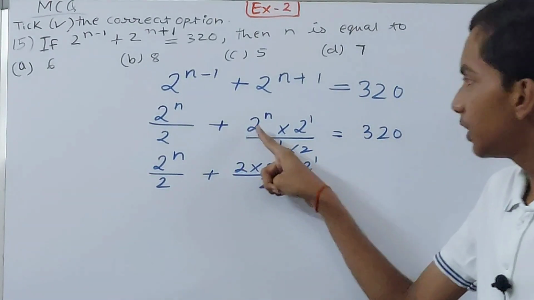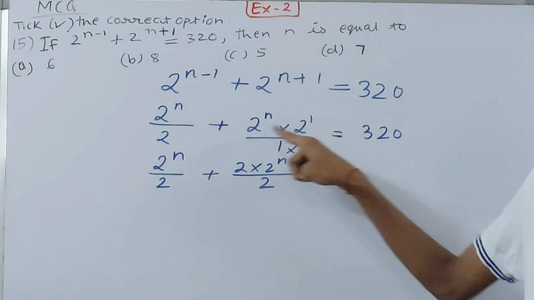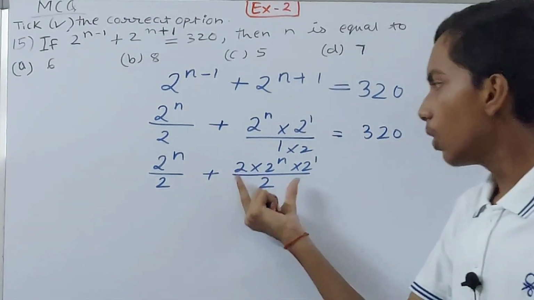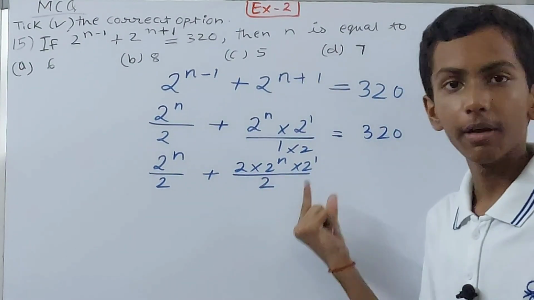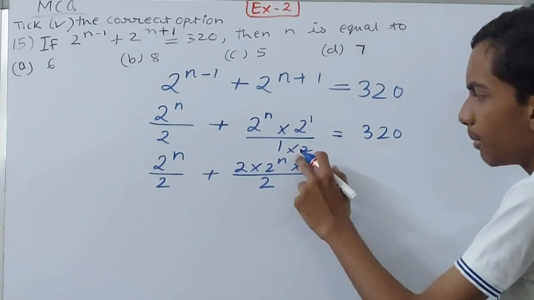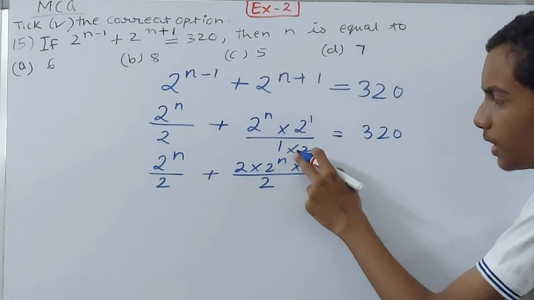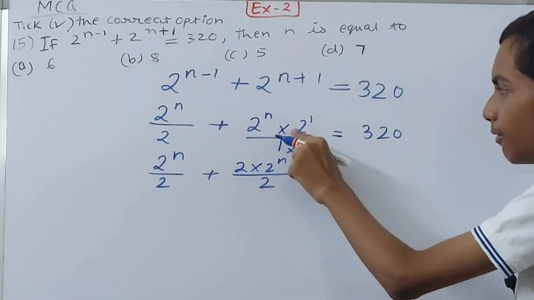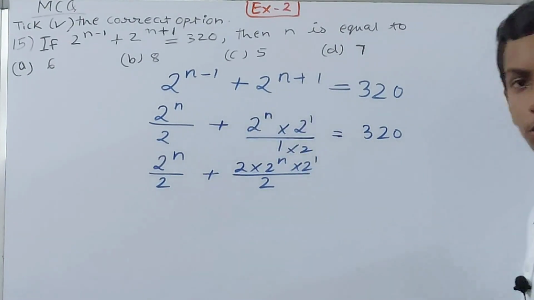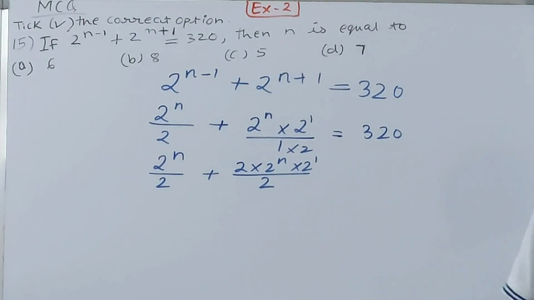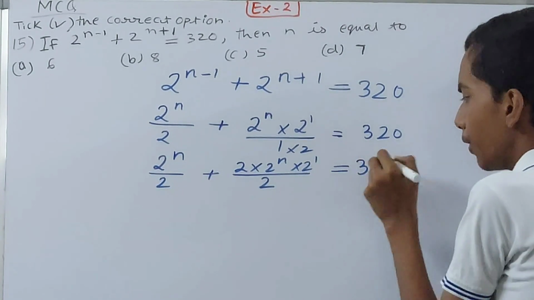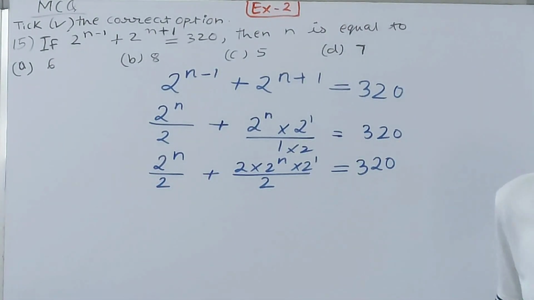Why am I doing this? Because we are multiplying the denominator with 2 so that it becomes 2. Same thing will be done in the numerator; the numerator will also be multiplied by 2. This is basic math, we have studied it. Now equals to 320, right? I am going to keep 320 as it is.